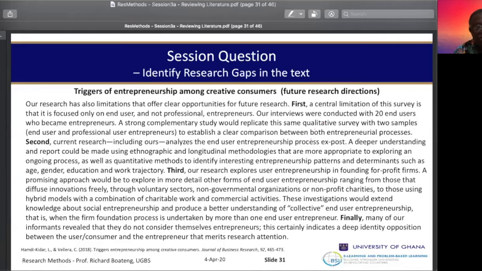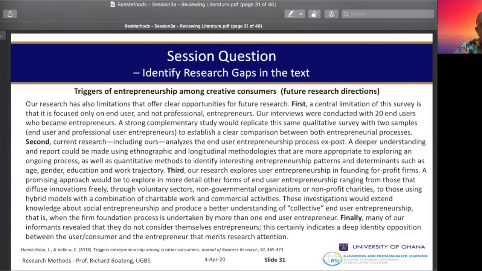One should be a consumer user, and another should be a professional entrepreneur. So you have a consumer entrepreneur and a professional entrepreneur to establish a comparison between both entrepreneurship processes. This is what we call a method gap. Change the respondents. Use 2 different samples. So that's a method gap here.